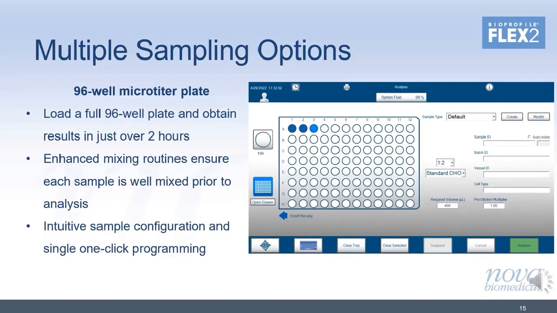For large batches of more than 30 samples, the 96-well plate capabilities of the FastCDV provide analysis of a full plate in just over 2 hours. Nova's novel proprietary 96-well plates were designed to complement our load-and-go cups to ensure comparable results between sampling modes.